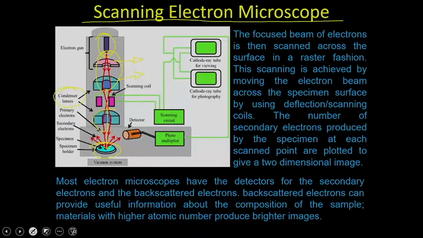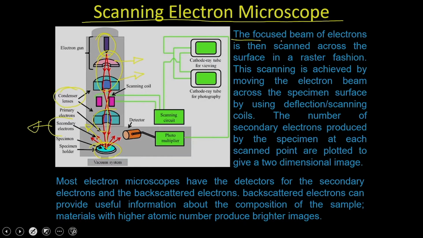Once you bombard the sample, the electrons go in different directions, and you get secondary electrons, because as I said, you have to make the sample active for the electrons. Once the electron goes inside, it interacts with that particular molecule, and that molecule generates the secondary electrons. These secondary electrons are detected by the detectors, and that is how an image is generated.